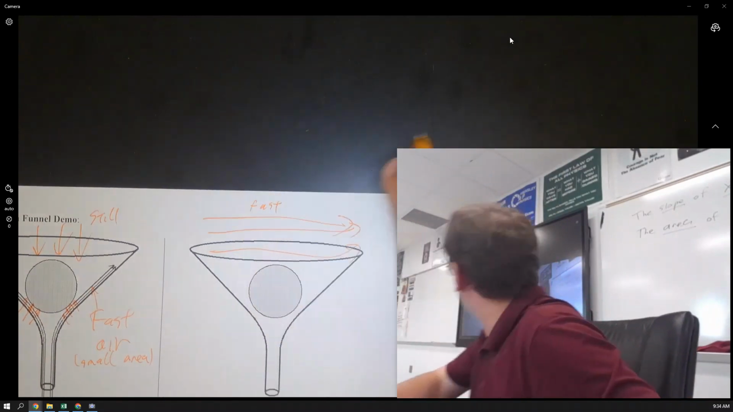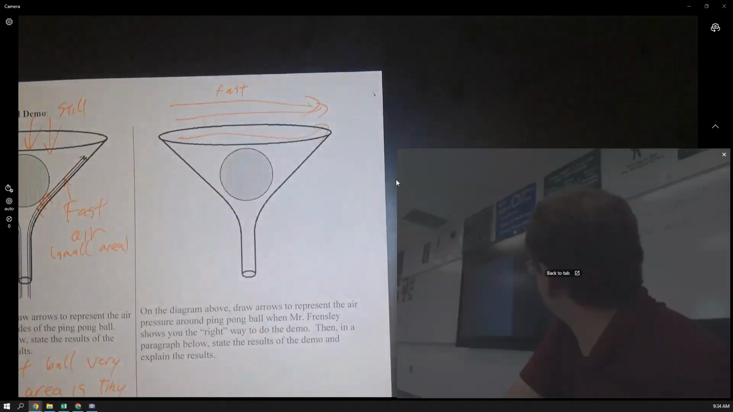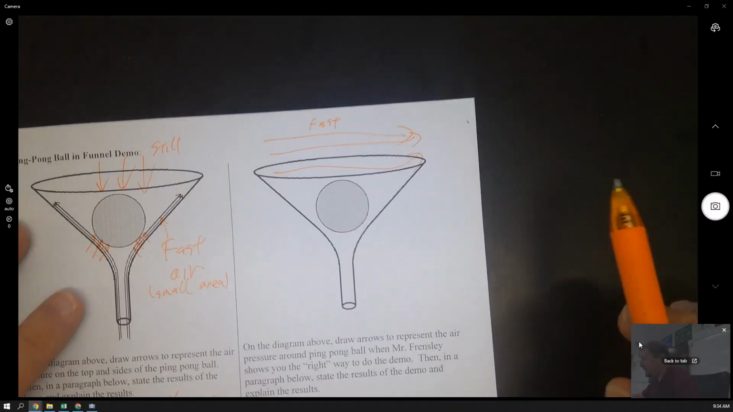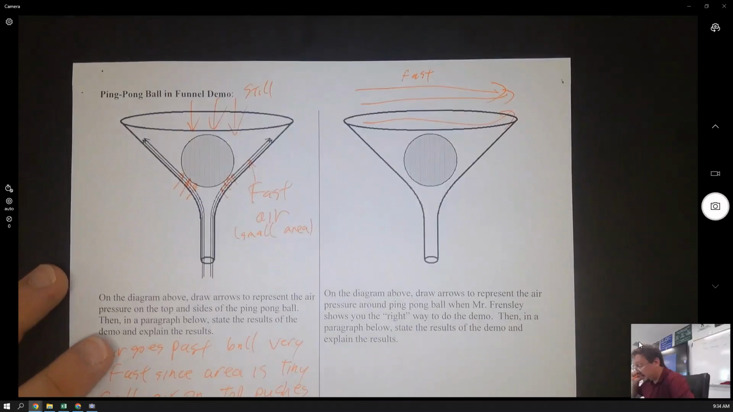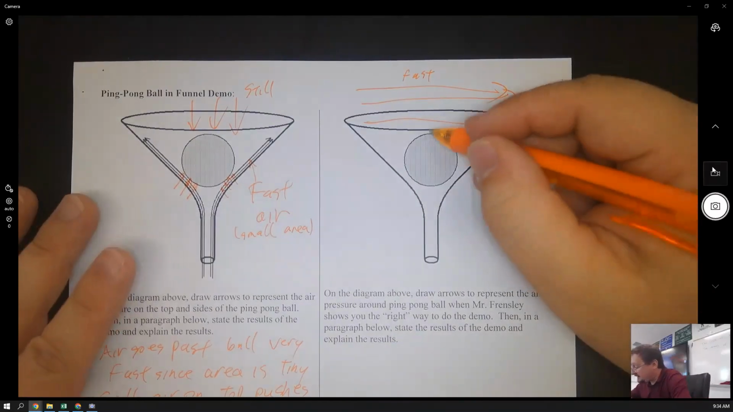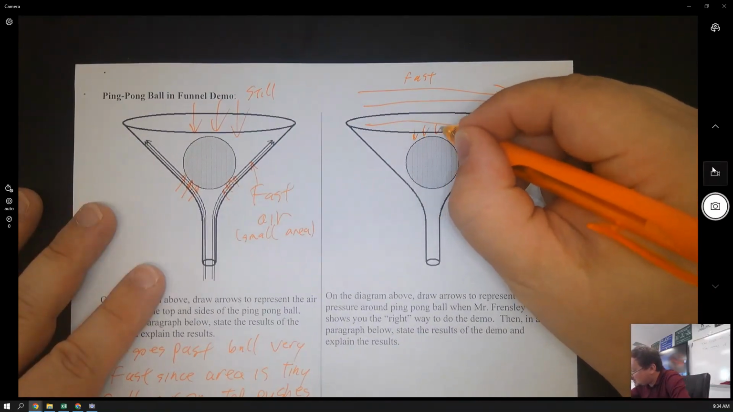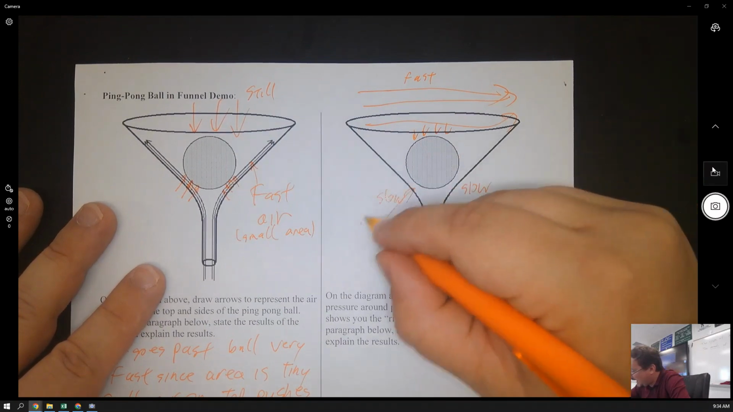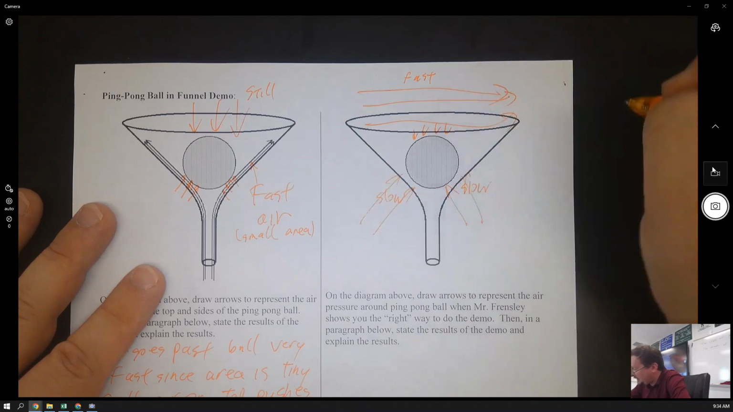That's the fast air. You don't need to be seeing my ugly mug now. So let me shrink this down now, so you don't have to see me. Okay, so that's the fast air right there, so that exerts low pressure. And then the slow air on the sides exerts higher pressure, and the ball goes up and out.